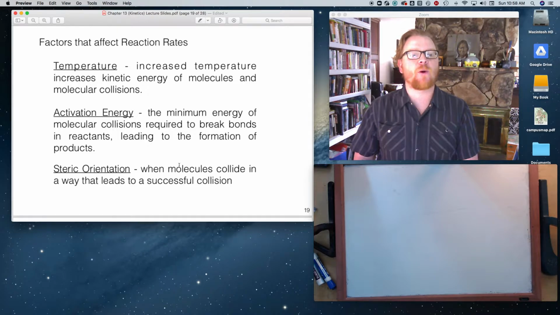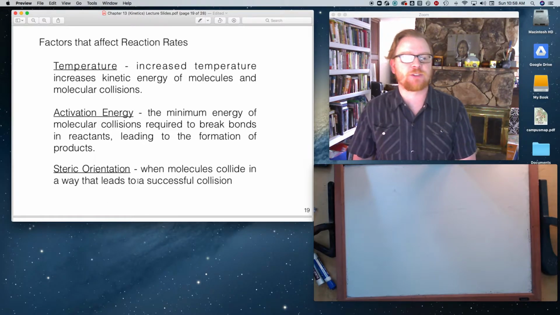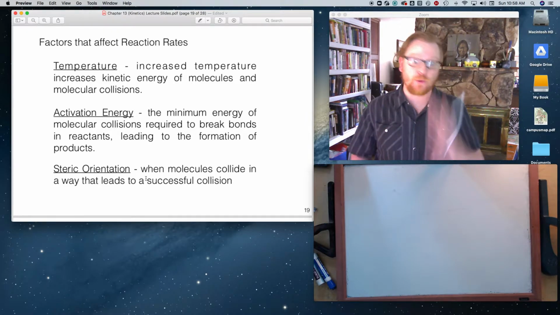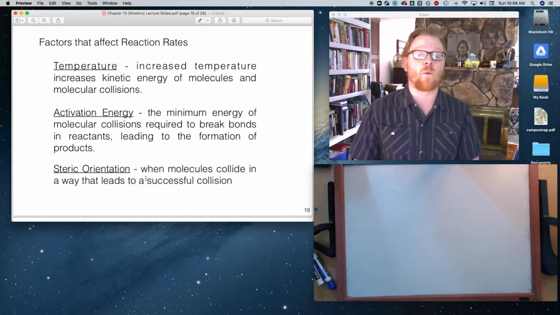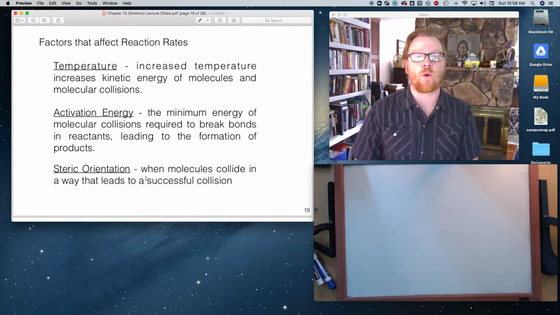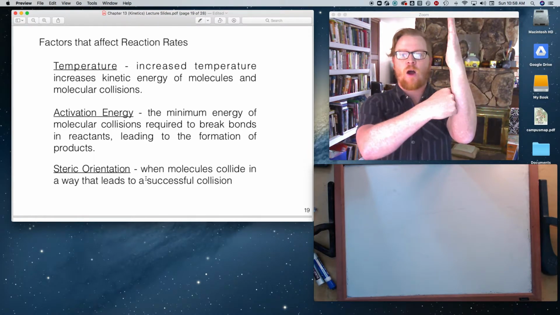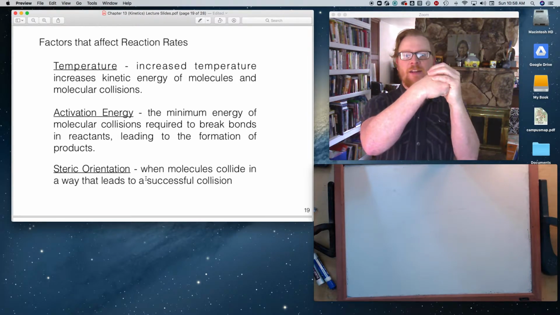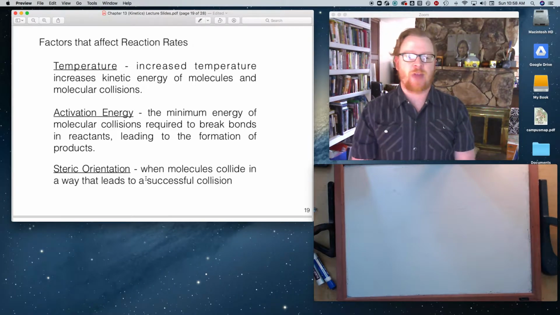And then the steric orientation, so when a molecule collides in a way that leads to a successful collision. I have some pictures that I think will describe the steric orientation a little bit better. But effectively, you have to consider that molecules will have a sweet spot. They have a spot where the new bonds are formed. And if things collide in the wrong place, it might not lead to a reaction. Whereas if they collide in the right place, it might lead to a reaction.